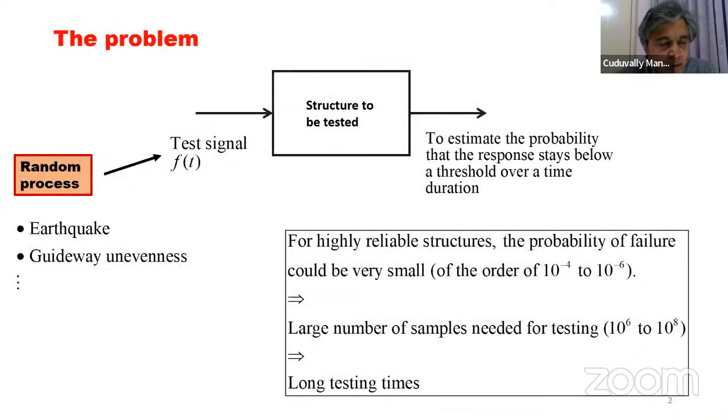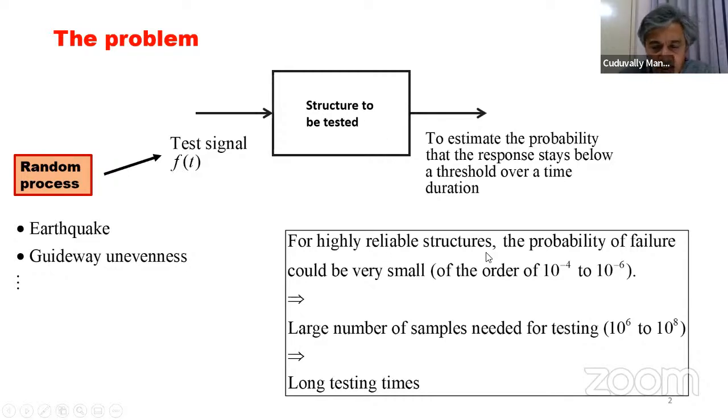So the problem that I'm talking about in this presentation is, suppose we have an engineering structure, not necessarily a civil structure, it could be a secondary system also, industrial structure also. And the scenario I'm imagining is it needs to be qualified for some dynamic load, and that dynamic load is modeled as a random process. For example, it could be induced due to earthquake or due to road unevenness or any other source. The problem on hand is, how can we estimate the probability that the response stays below a threshold over a given duration? This is the problem of time variant reliability.